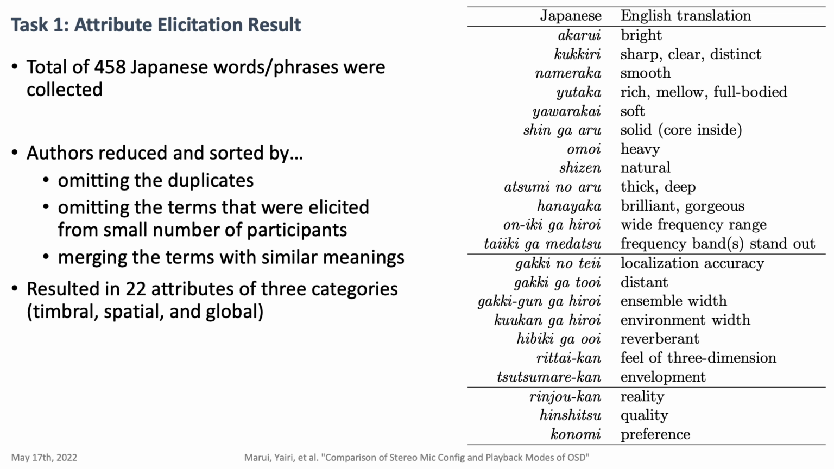We collected 458 words or phrases. The authors reduced the number of attributes by omitting the duplicates, omitting the terms that were not commonly used, and merging the terms with similar meanings. This resulted in 22 attributes of 3 categories that are temporal, spatial, and global.